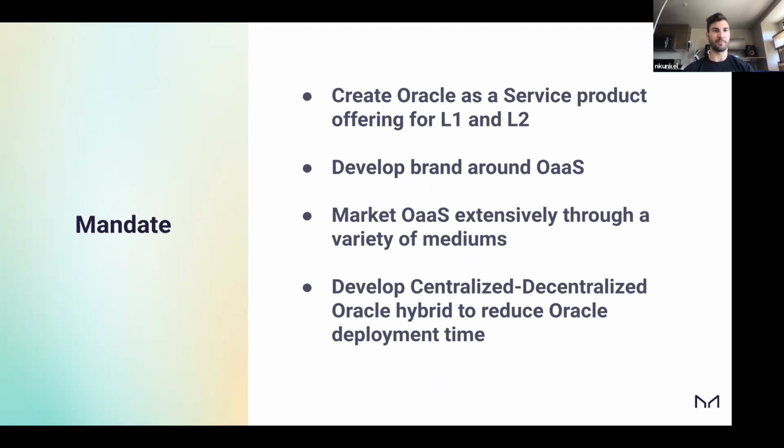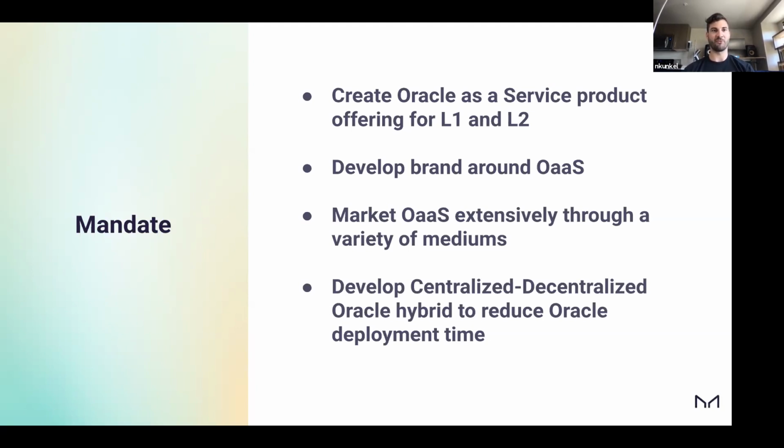We want to develop our own brand around the oracles. It can't just be the Oracle protocol or Maker's oracles or something. I think if you want this to succeed, it needs to really have its own brand presence, and we can talk at a later date about what that branding is going to look like.